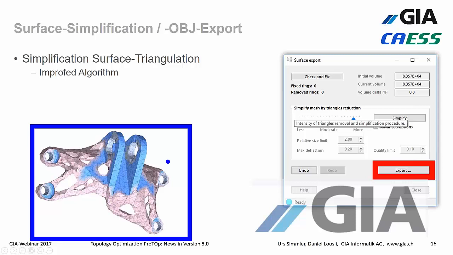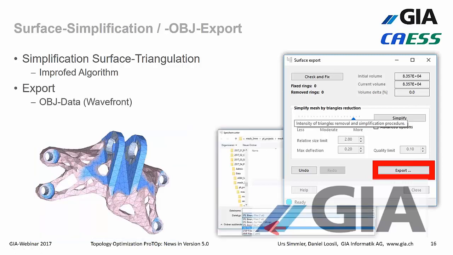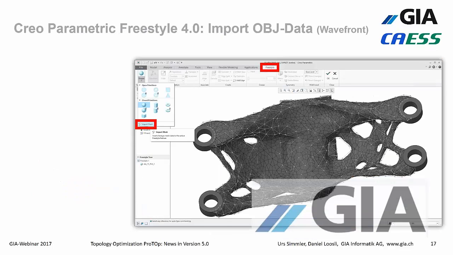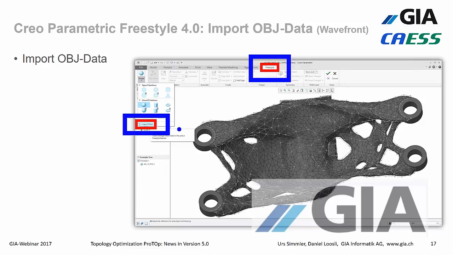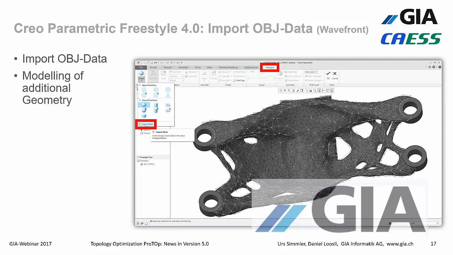STL file, but these triangles will be the skeletons for the surfaces, and the skeletons or this OBJ file can be read in right now in PTC Creo Parametric 4.0. It's a free capability which can be found in the Freestyle tool, and here you easily can import this data and you get a nice surface, and you can use that for validation or for recreating your part.